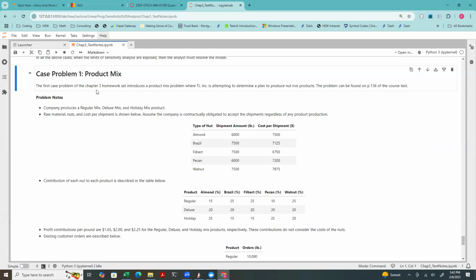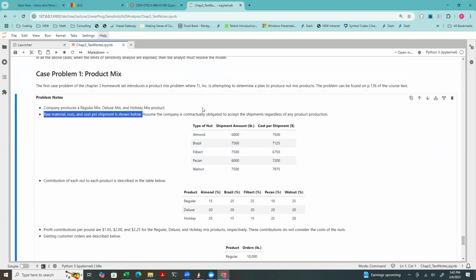You'll see this product mix example from a fictional company called TJ Incorporated. They're looking to produce different nut mix products. Product-wise, you can see they have regular, deluxe, and holiday products. These products are made of mixes of certain types of nuts. The nuts in this case are the almond, Brazil, filbert, pecan, and walnuts. It looks like we've got shipments coming in, various pounds of each one of the nuts, as you can see in the middle column here. The cost per shipment is also located on the right-hand side.